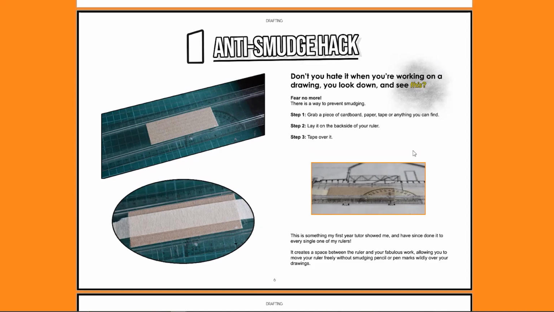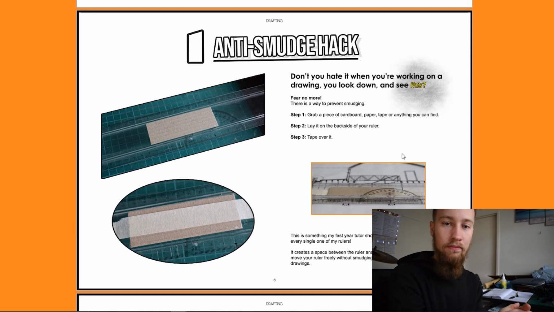Okay, so this first hack was actually the anti-smudge hack, which allows you to get rid of smudges for good. It's really simple. All you have to do is grab a piece of card, stick it under your ruler, and it creates a little space on your ruler so that when you're dragging your ruler across your page when you're doing manual drafting, it doesn't smudge it because there's that little gap.